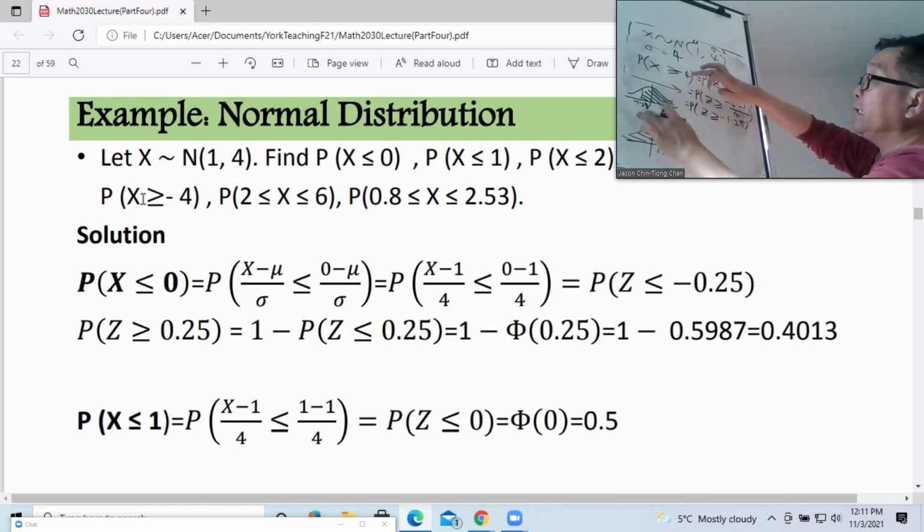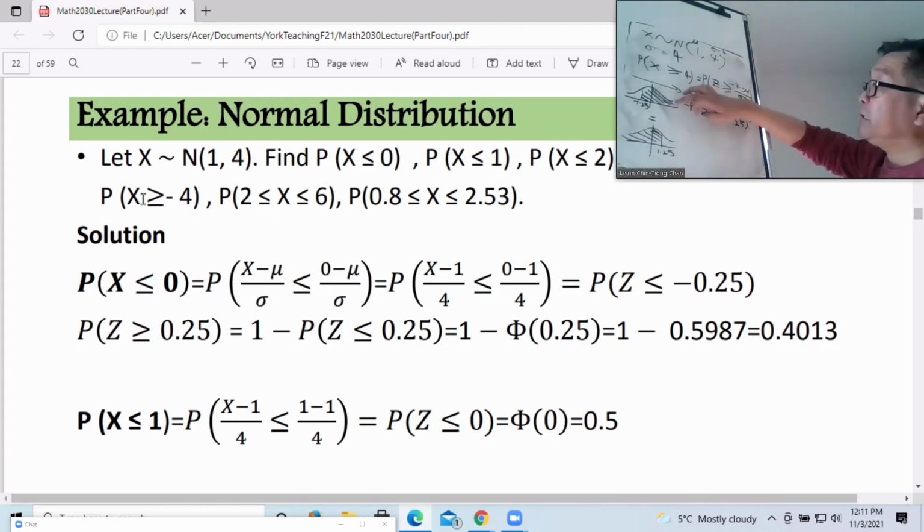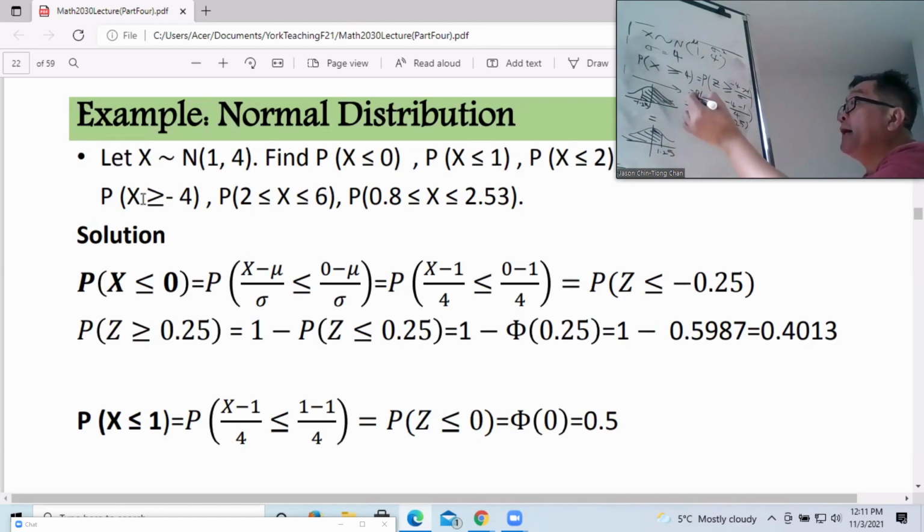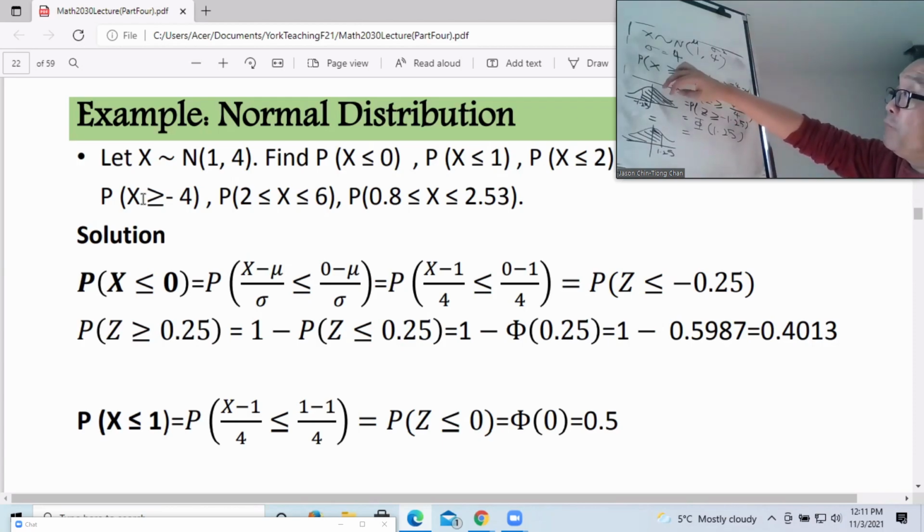So what do you think? Is the first picture equal to the second picture? Yes or no? Yes. So we don't need to get the complement. So right away, you get the number from the table. Yeah, because of symmetry, we can move the negative to the positive side. Yes. What do you get for your answer?